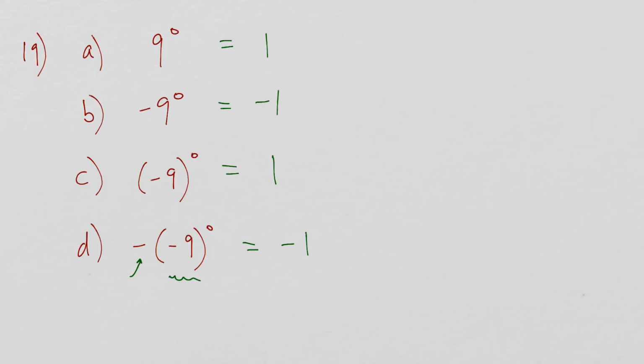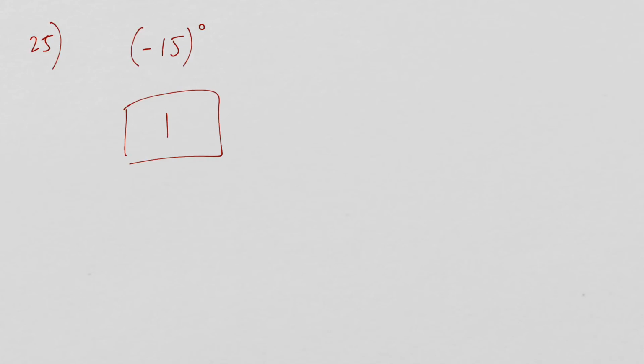So this matches up to letter B, this matches up to letter C, this matches up again to letter B, and this matches up to letter C. Anything to the 0 power is 1, so the answer here is 1. Okay, here we have this portion is equal to 1, and then we tack on that negative, so our answer is -1. All right, number 25, anything to the 0 power is 1, so the answer here is 1.